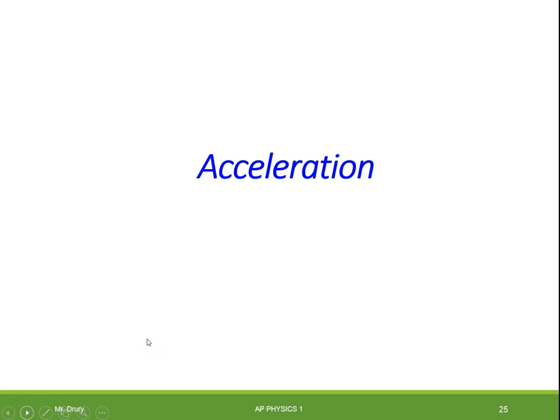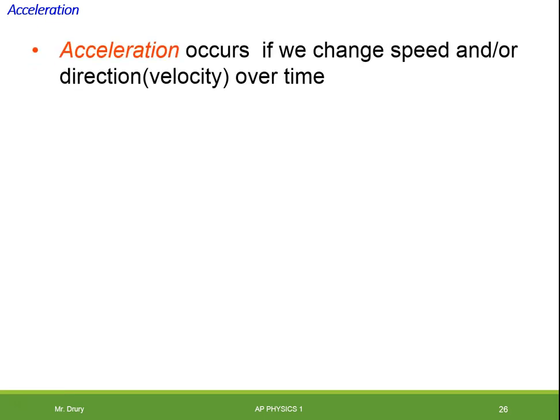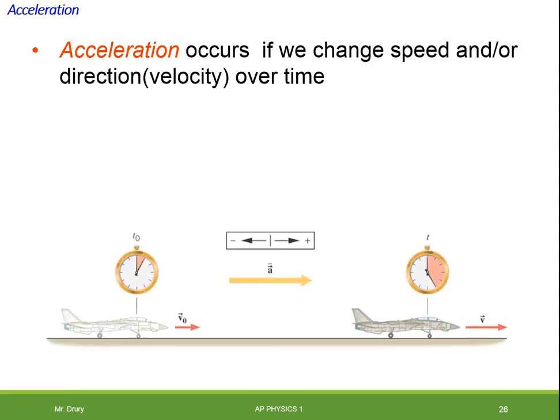Okay, today's lesson will be on acceleration. Acceleration occurs if we have a change in speed and/or direction. So this means a change in velocity over a period of time. For example, if you had a plane that started at some initial time with some initial velocity and ended at a different time and a different velocity, you would have acceleration.